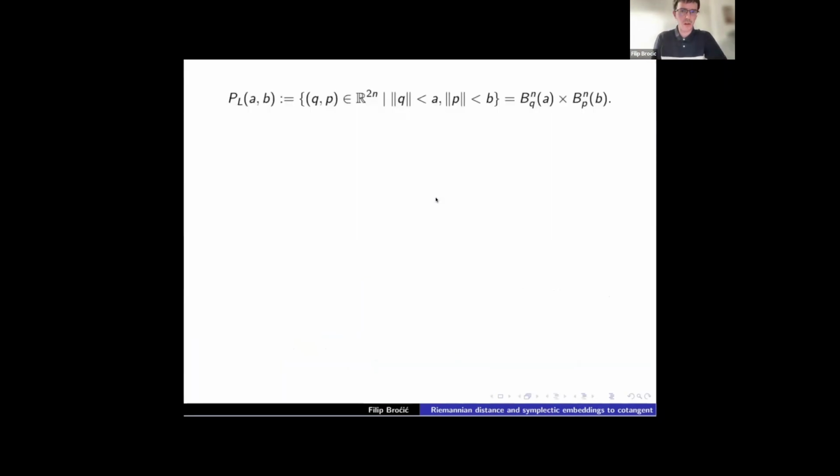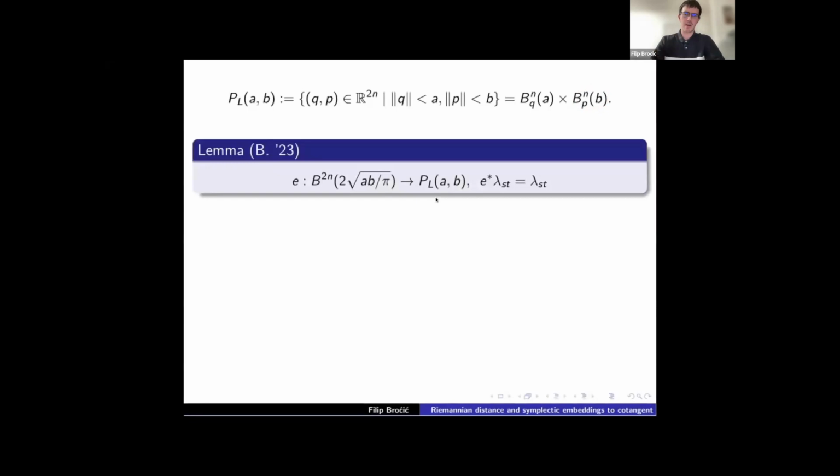Now I would like to speak a bit about the construction of the embeddings for the lower bound of the inequality. And for this, I want to introduce one object, which is the Lagrangian product disk. This is essentially just the product of a Lagrangian n-dimensional disk in Q coordinates of radius A, where the norm is the Euclidean norm, and the product is with another Lagrangian n-dimensional disk in P coordinates of radius B.